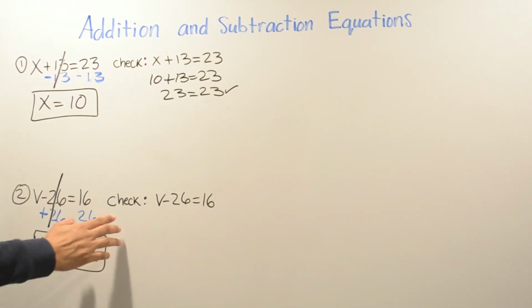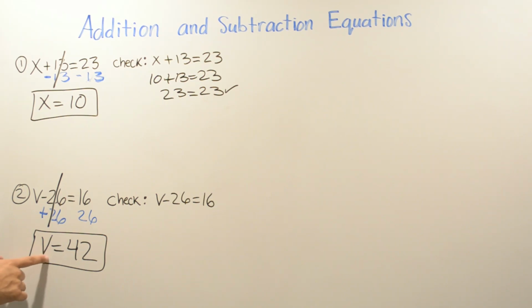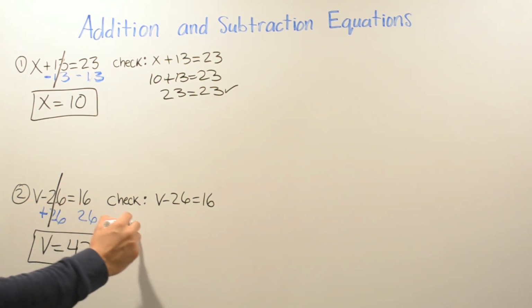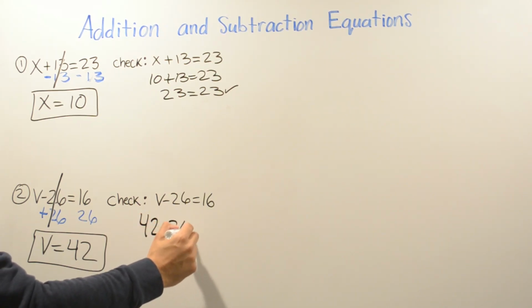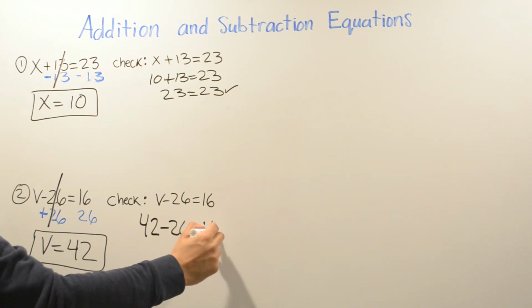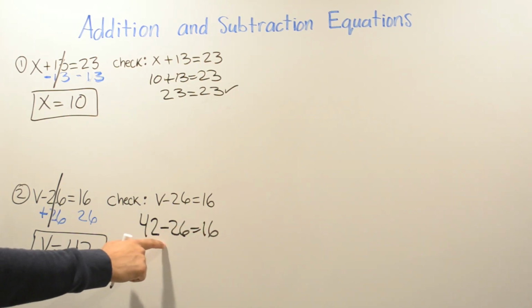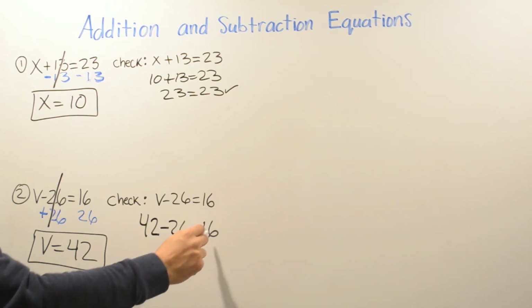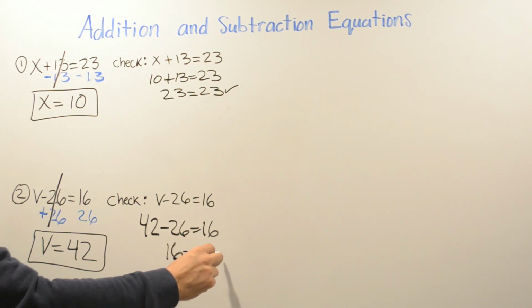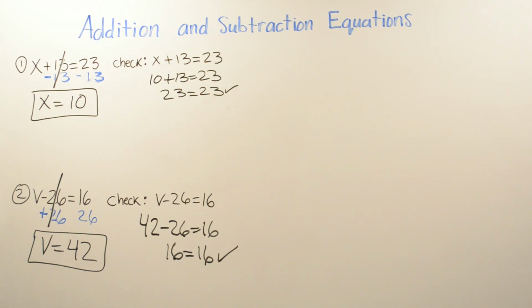Now, how do you check your answer? Same thing. Wherever you see a v, you substitute in 42. So you're going to put 42 minus 26 equals 16. So 42 minus 26 is going to be 16. So 16, bring it down. So you know right away that your answer is right.